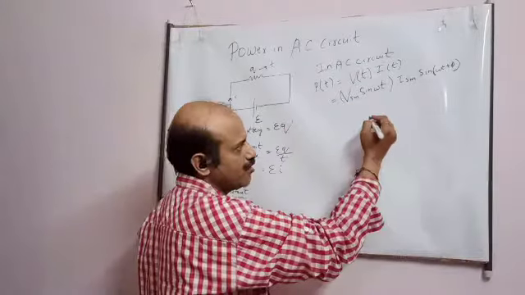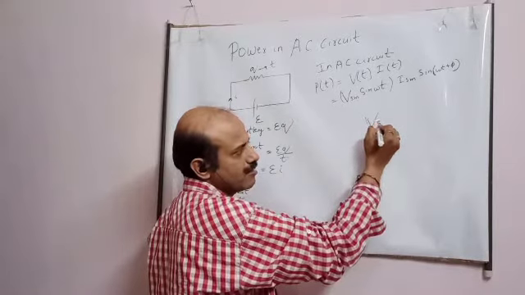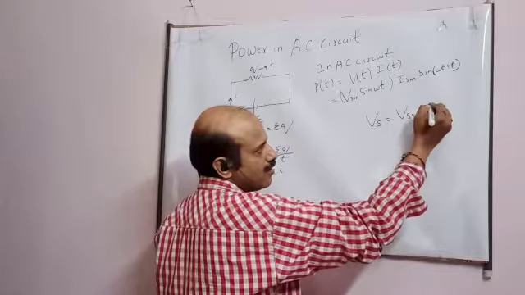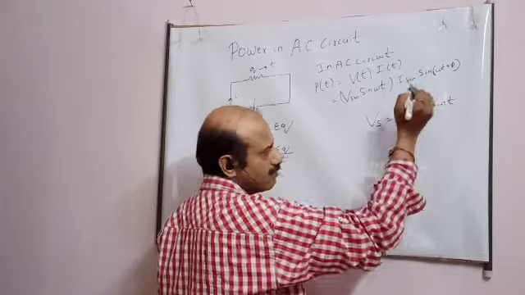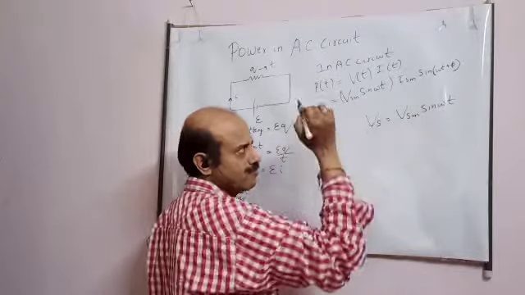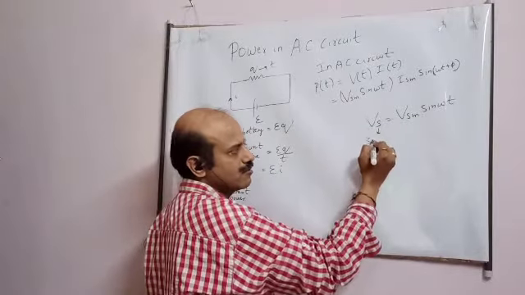Suppose we have a voltage source, I am writing it by S. So this I am writing as VSM sine omega t. This is the maximum source voltage, student. So now I am using the subscript SM. S stands for source.